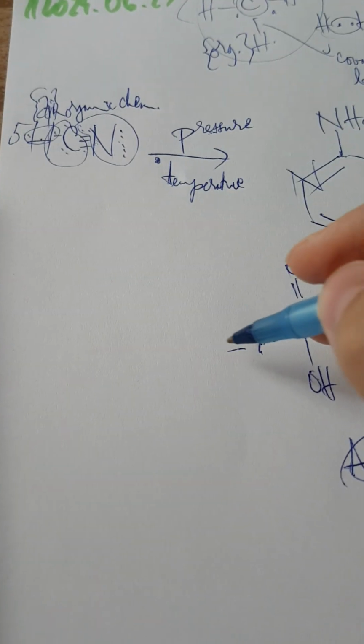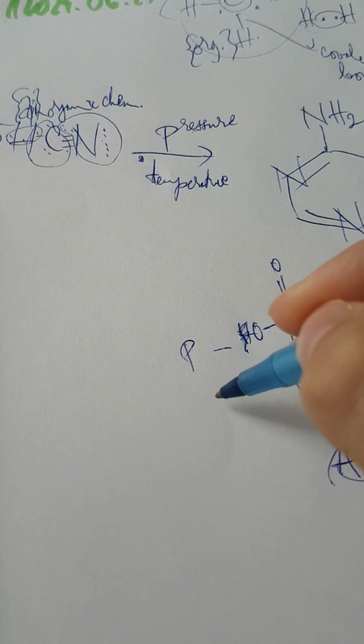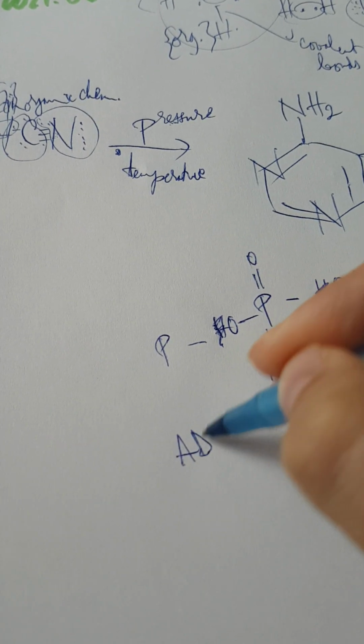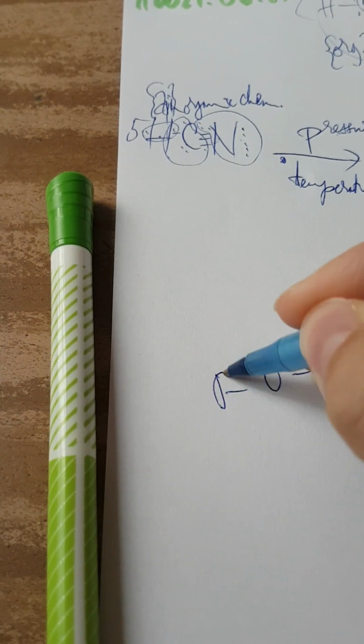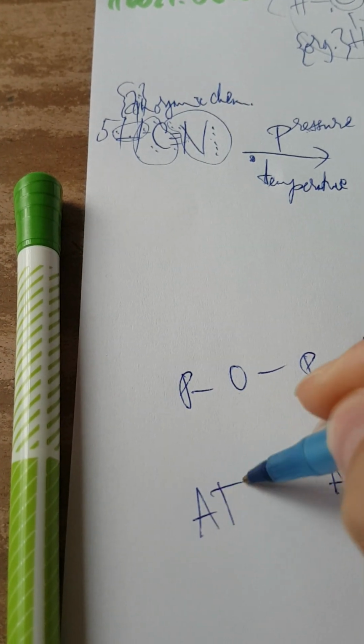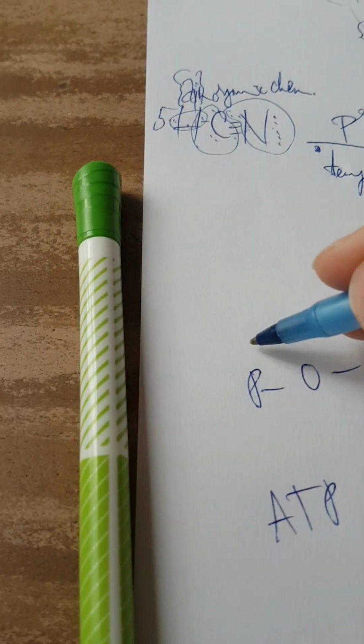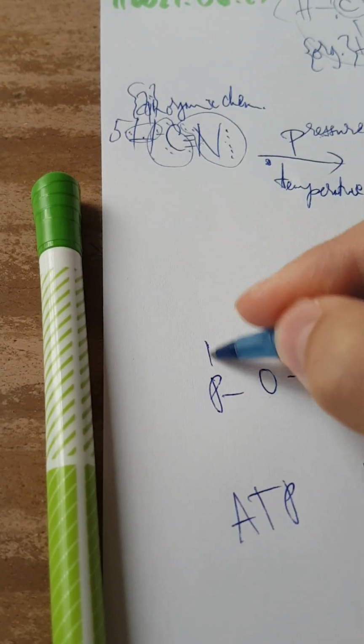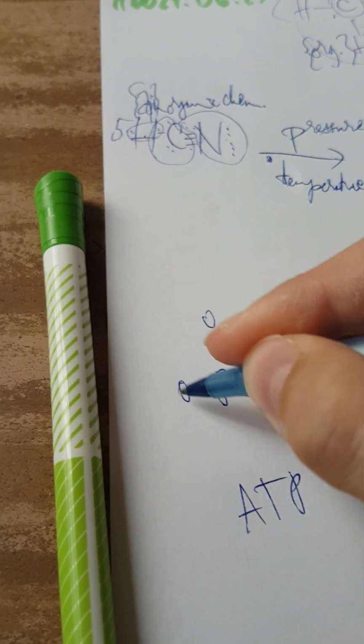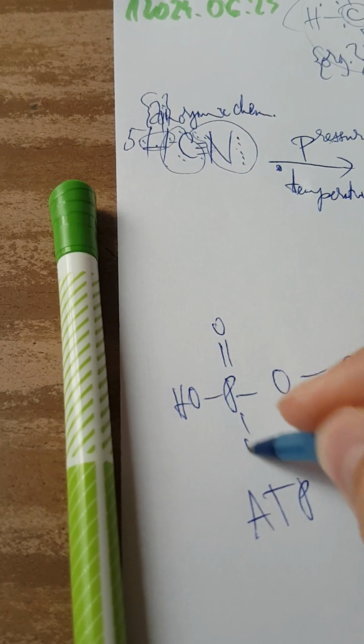And if you want to go even further, then you can add another one, and then it will be adenosine diphosphate. And then if you want to go even further, then you can get adenosine triphosphate, ATP. You will have heard about this. The mitochondria is the powerhouse of the cell and all that.